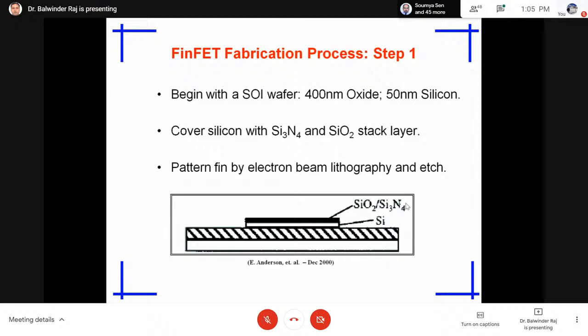So here the dimensions that I have mentioned, the 400 nanometer and the silicon substrate of 50 nanometer, these are just exemplary parameters we have considered from this particular paper published by Anderson in 2000. But these dimensions nowadays will change according to at which nanotechnology we are having the fabricated device, maybe at 22 nanometer or 40 nanometer. So these dimensions accordingly change as per the ITRS report.